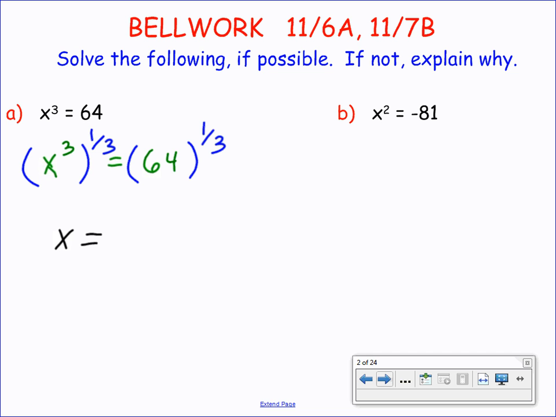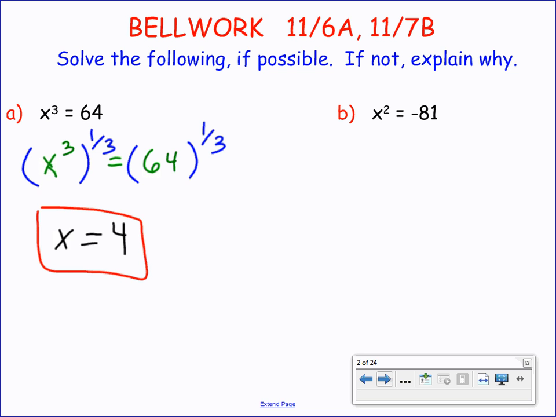And so everybody go to your half sheet. We've got our brand new half sheet. What times itself 3 times equals 64? That is what cubed equals 64. Be ready, Heather? 4, absolutely. So x equals 4 is a cube root of 64.